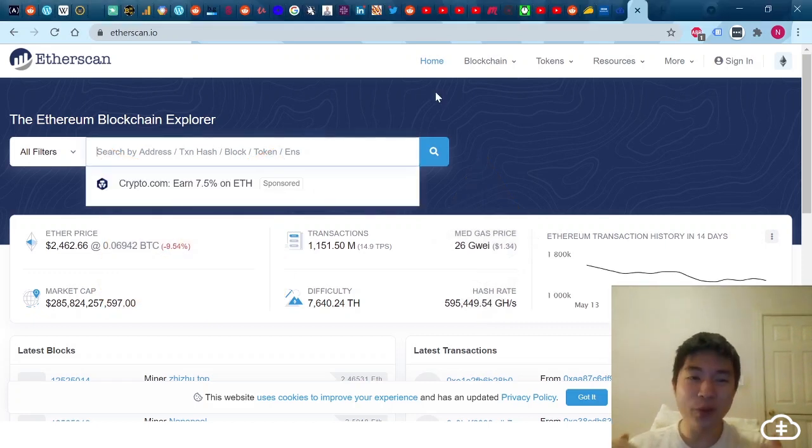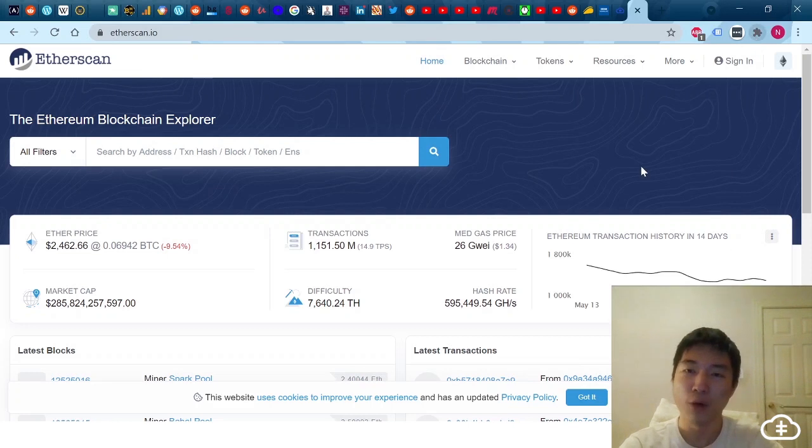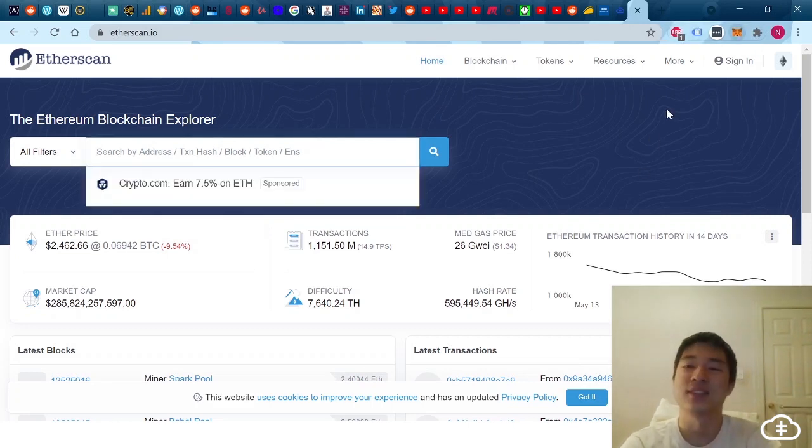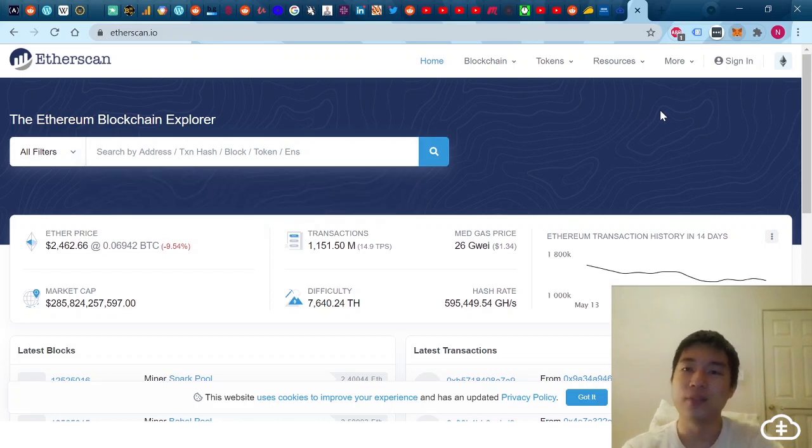So the cool thing about Ethereum is every address, every transaction, and every token, you can see exactly what's going on with it through Etherscan. Let me give you an example. In my own crypto wallet, I have an address. If you haven't watched my MetaMask setup video yet, go ahead and watch that video to see how to set up your MetaMask. But you can see right here on the top, this is my Ethereum address.